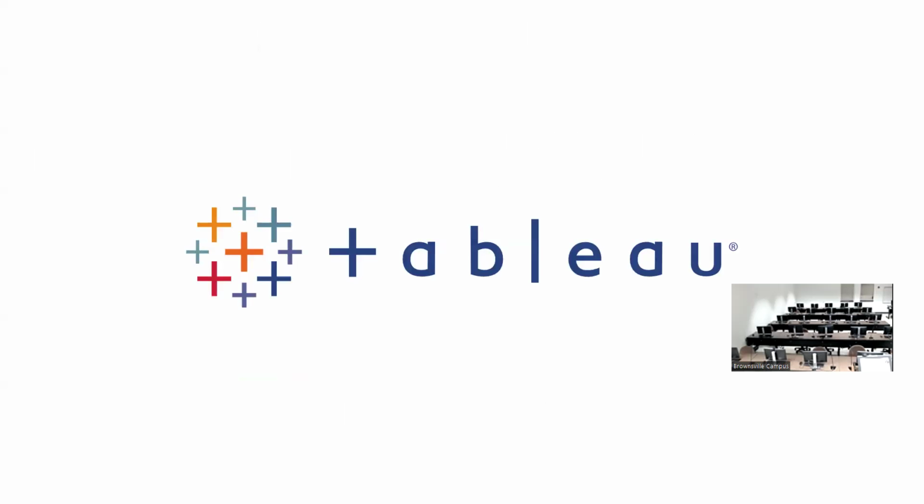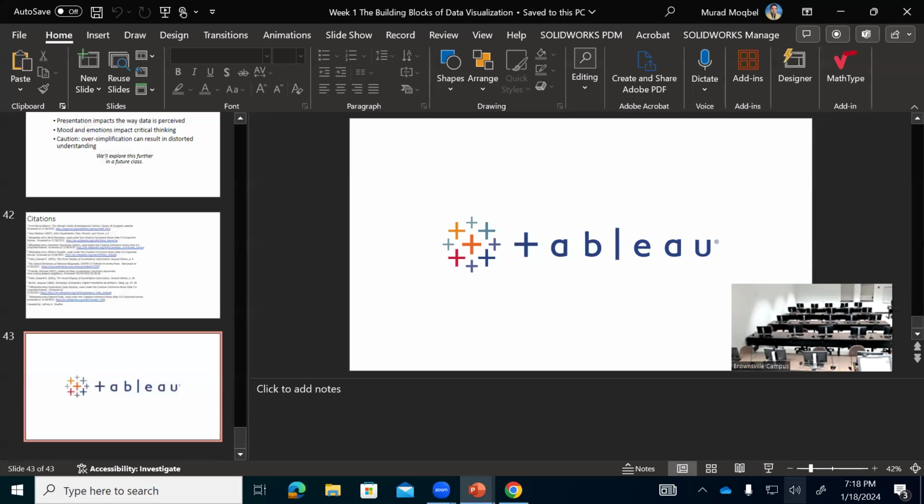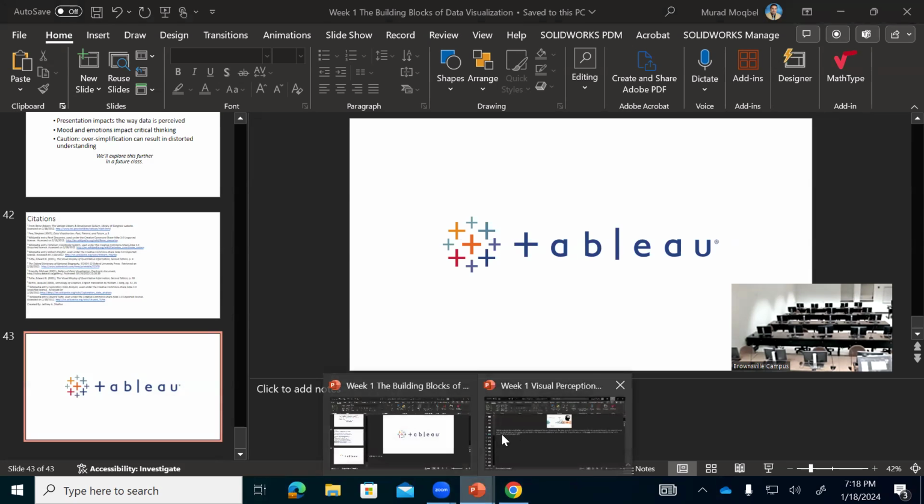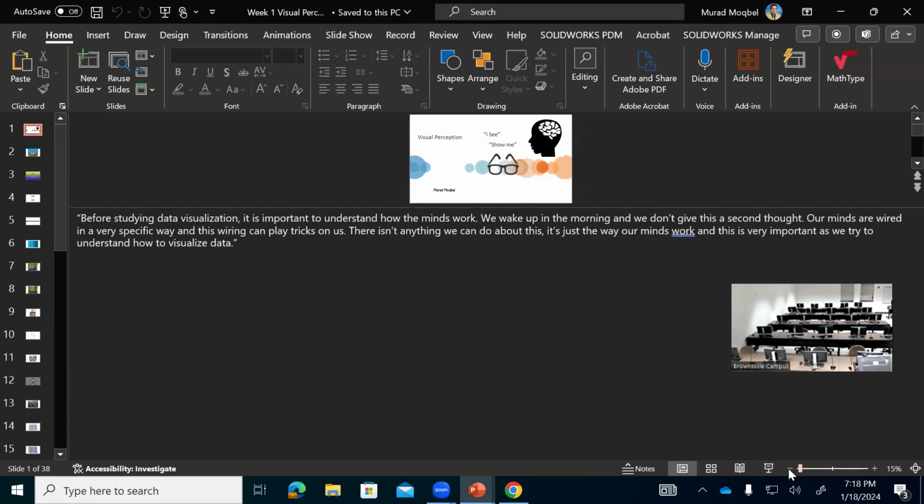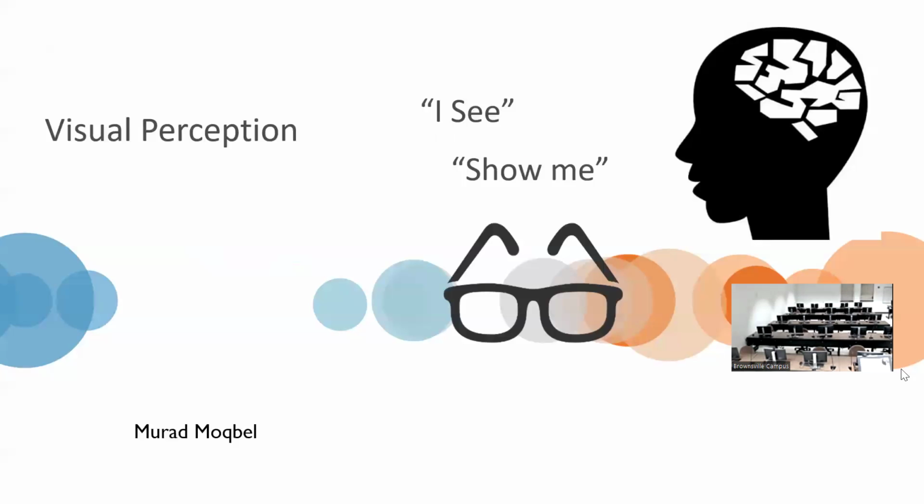So next, I would like to go over another very important concept, which is visual perceptions. It is very important for us to understand first how our brains process information and how our brains and minds are wired, right? It's all about perceptions. Sometimes, and many times, our brains get tricked by some of those visualizations, and we will understand how this happens.